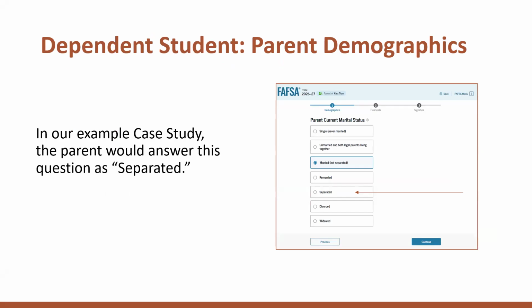Again, as we determined in our case study, the parent would answer their question about parent current marital status as separated. I pulled these screenshots from other things that FAFSA had. So in their demonstration, they were choosing married, but for ours today, we're picking separated.